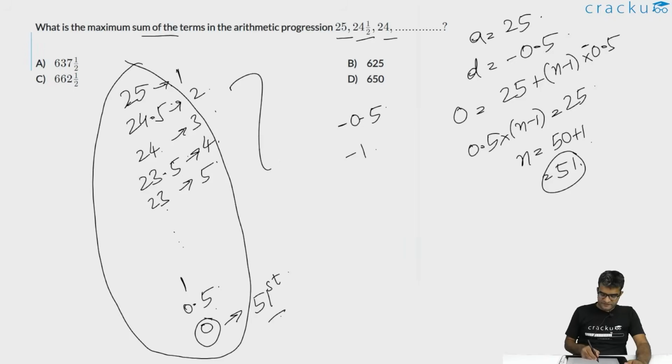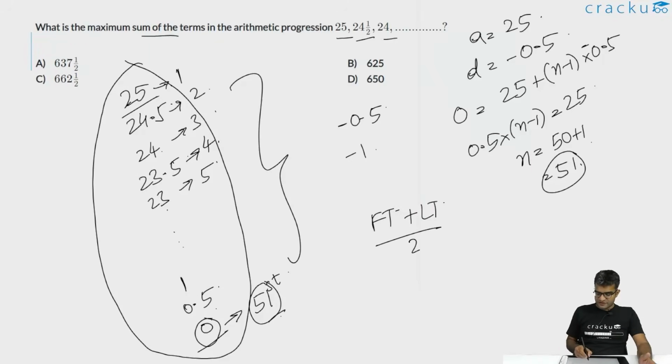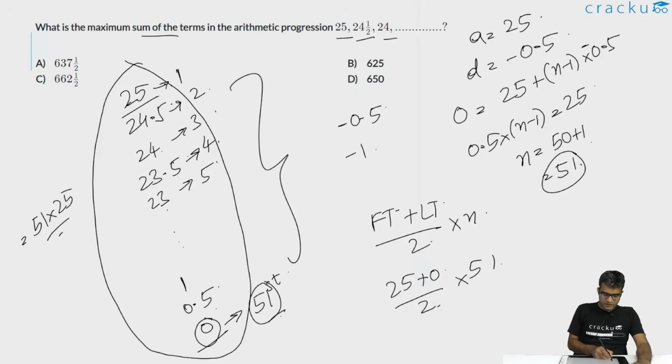So what is the sum of the first 51 terms of this arithmetic progression? We know the first term, we know the last term and we know the number of terms. In any arithmetic progression, if you know the first term and if you know the last term, take the average of those two and multiply it with the number of terms. That will be the sum of an arithmetic progression. In this case, that will be (25 plus 0) divided by 2 into 51, which is equal to 51 into 25 by 2, which is 637.5. So the answer for this question is option A.